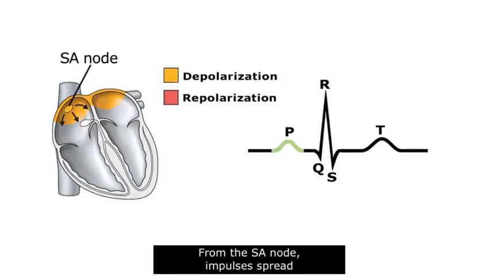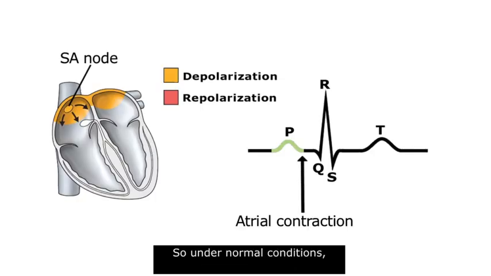From the SA node, impulses spread through the cardiac muscle of the atria via gap junctions and stimulate the atria to contract. So under normal conditions, the atria should contract shortly after the P wave. Note that an ECG does not detect contraction. It's inferred to occur following depolarization.